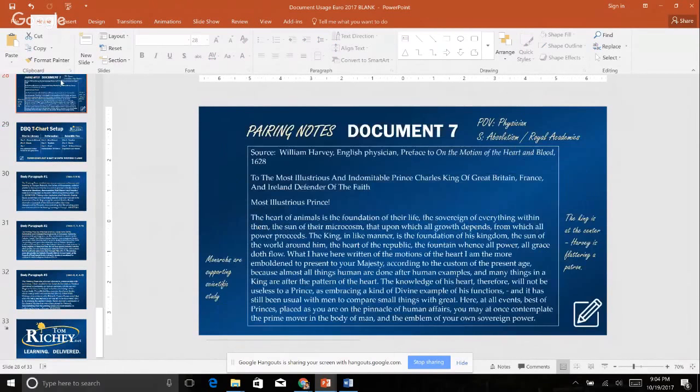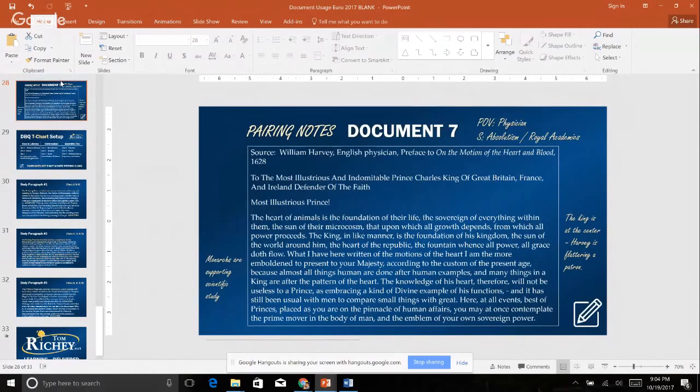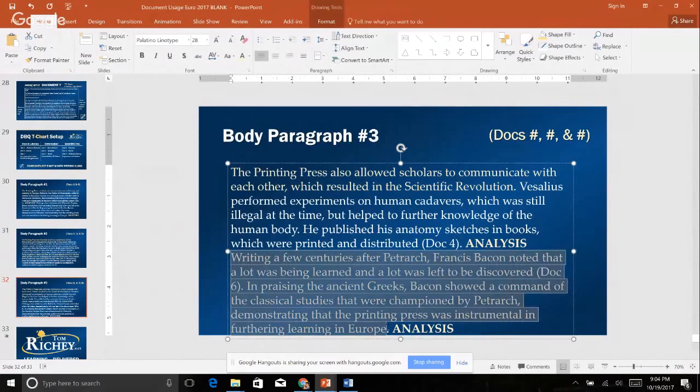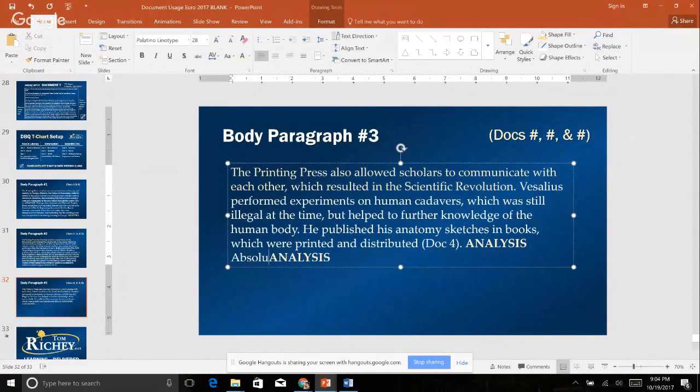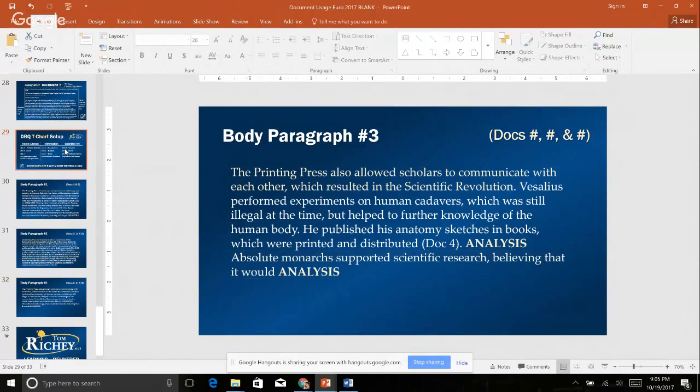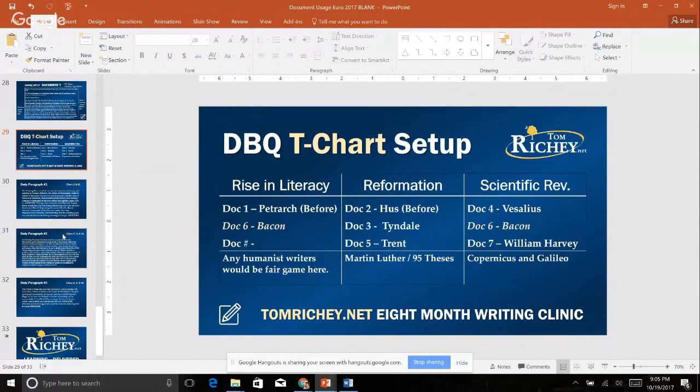Okay. So, what we see here, the monarchs are supporting this. So, we would note here that absolute monarchs supported scientific research, believing that it would help. Actually, what I'm going to do here, that William Harvey, let me actually save that one. Okay, so William Harvey. Let's see.